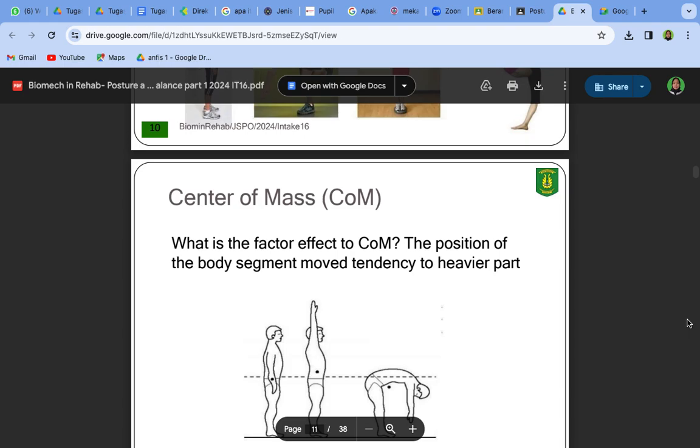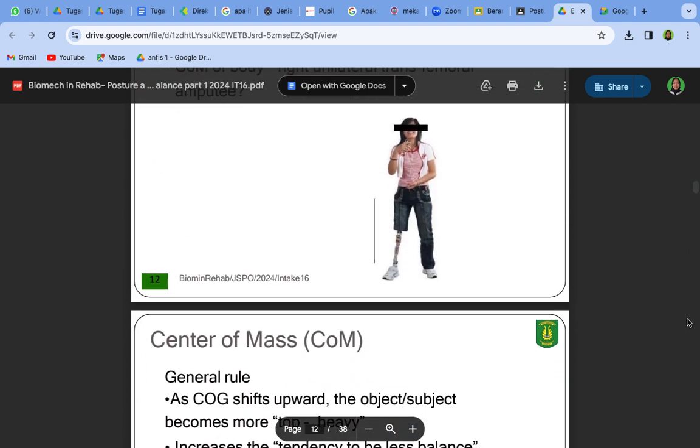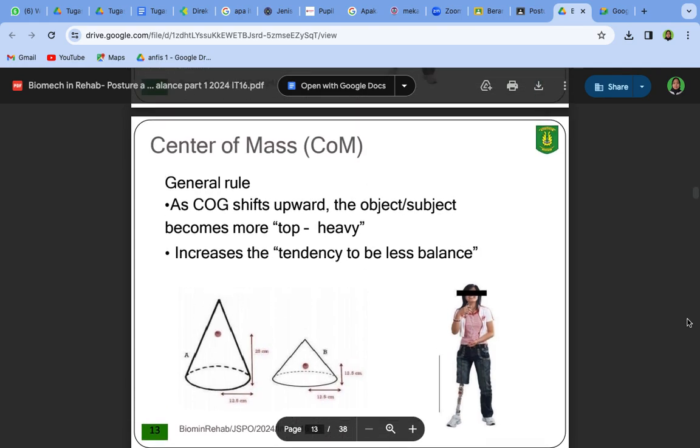The second is center of mass. The position of the body segment tends to move toward the heavier part. General rules of center of mass: as the COG shifts upward, the object or subject becomes more top heavy, increasing the tendency to be less balanced.